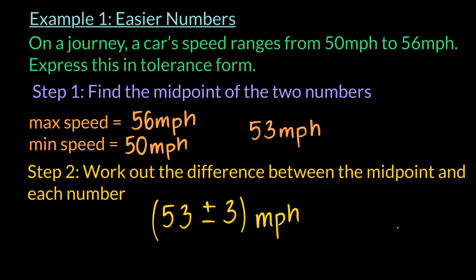Then we have a third step, and that's going to be with these questions to check your answer. And that will be really, really simple to do. So the first thing you're going to do is do 53 plus 3, which takes you to 56, which was our maximum, and 53 minus 3, which takes you to 50, which was our minimum. And that's how you can check for certain that you've got this question right.